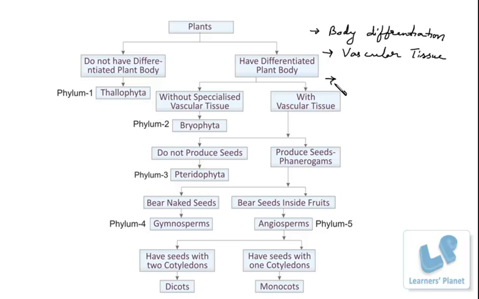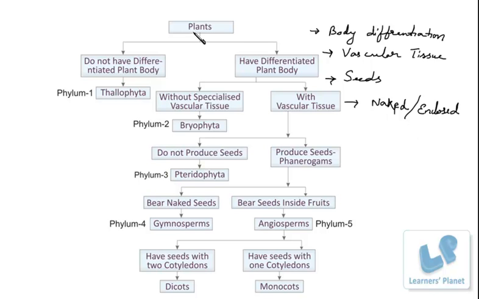Fine. Further, if the vascular system is also developed, then the next criteria to classify these organisms is to produce seeds. It means whether seeds are produced by these living organisms or not. After that, if the seeds are produced, then whether these seeds are present as naked structures or enclosed in a fruit body. So this is the basic criteria to classify the plants.